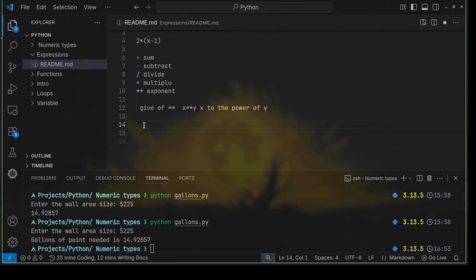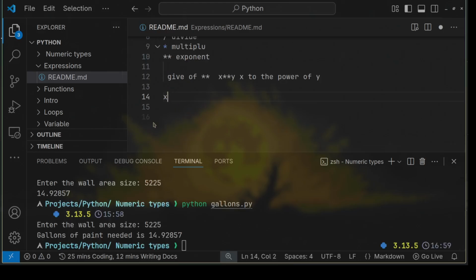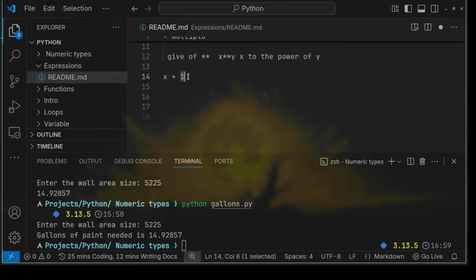So we say, for example, x plus y. x plus y is an expression. Why? Because we have a variable, we have an operator, and a literal. Here we have a literal being a number, an operator being a plus, and a variable being an x. I hope that's clear.